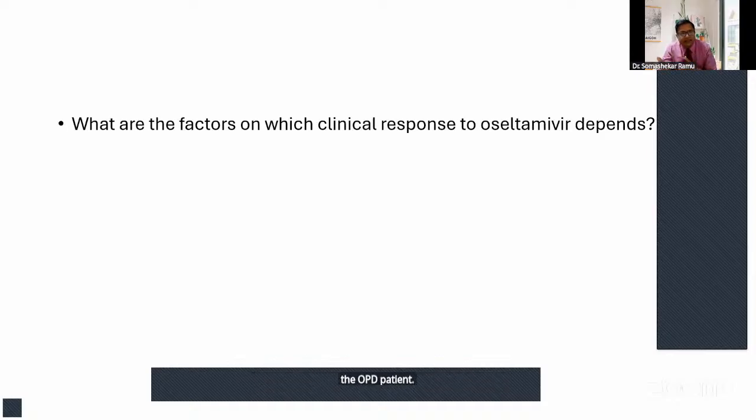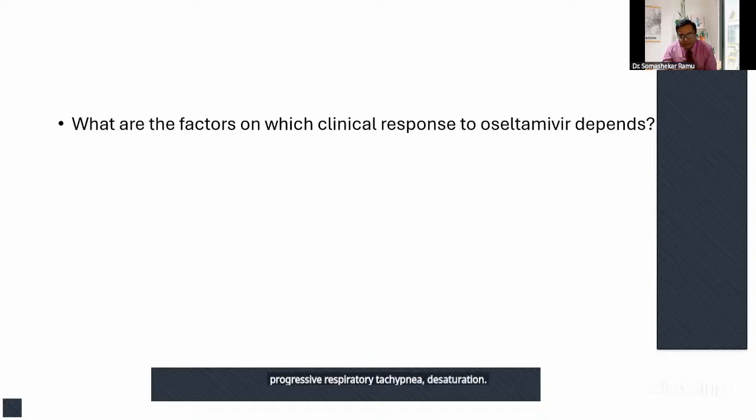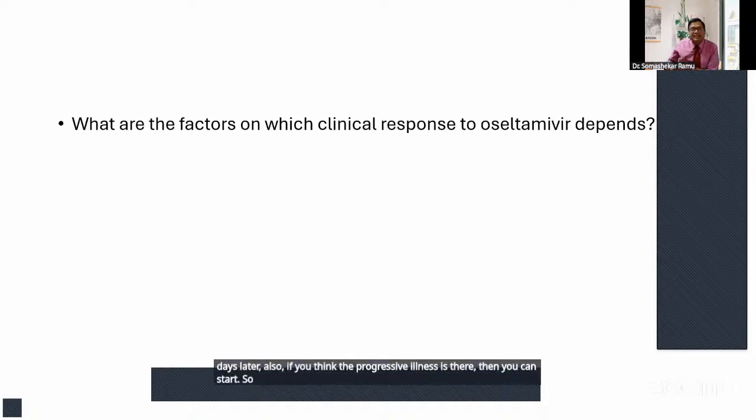In the inpatient, as we said, it is progressive illness, especially respiratory. If respiratory symptoms are deteriorating, with progressive respiratory distress, tachypnea, desaturation, you can send for the swab, and meantime you can give it empirically. This is where you can use, or overuse, oseltamivir. You can start the medication within 24 to 48 hours. As Anil said, even at 4 to 5 days, give the benefit of doubt, because there is very good research that it helps in reducing viral shedding and replication. So give the benefit even if the patient is 4 to 5 days in, if you think there is a progressive illness. These are the clinical indicators, more than lab indicators, to start oseltamivir.